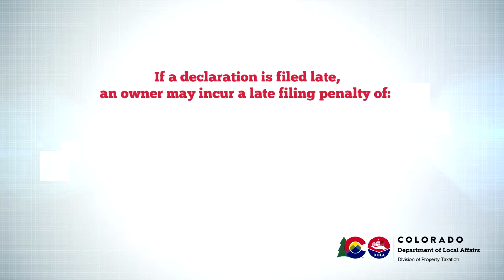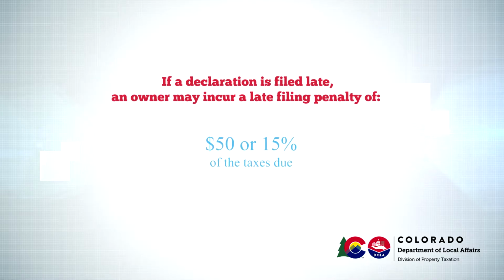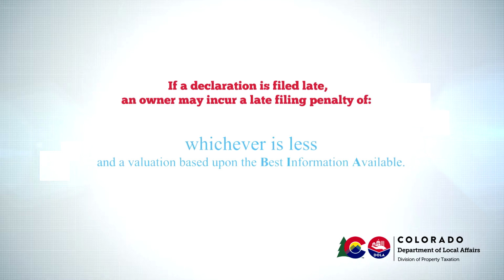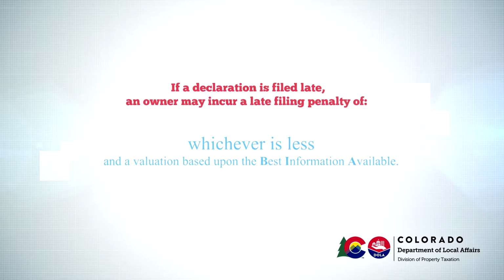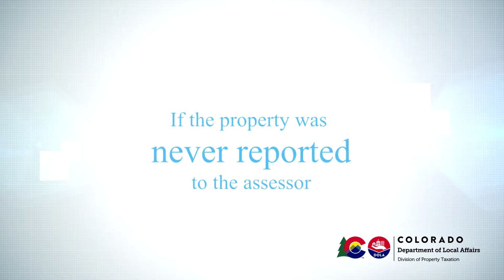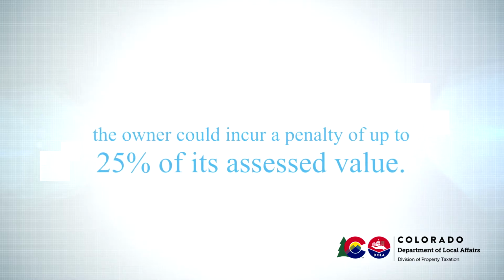If a declaration is filed late, an owner may incur a late filing penalty of $50 or 15% of the taxes due, whichever is less, and a valuation based upon the best information available. Additionally, if the property is determined to be omitted personal property, that is, it was never reported to the assessor, the owner could incur a penalty of up to 25% of its assessed value.